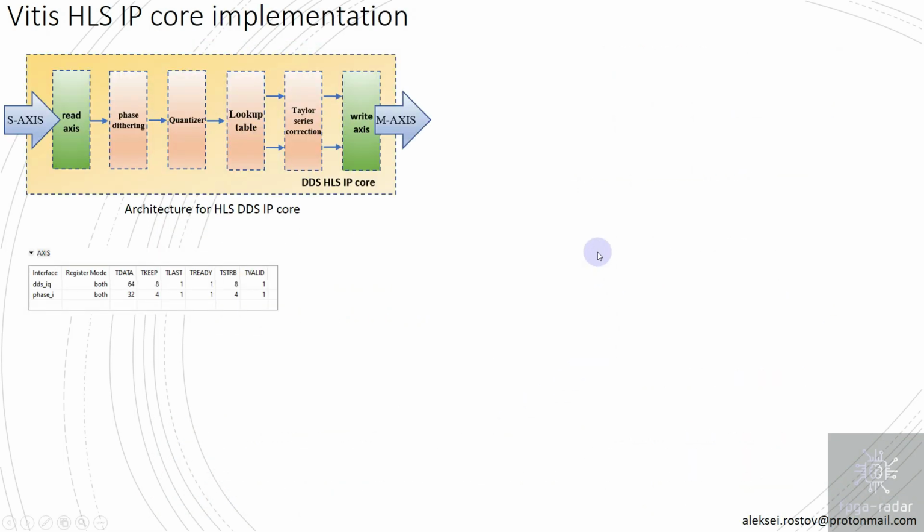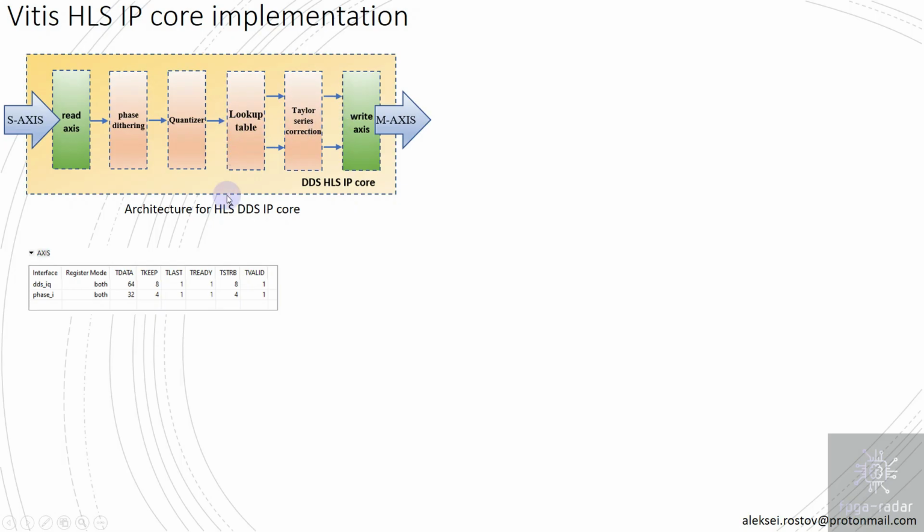Okay, let's turn to the Vitis high-level synthesis DDS IP core implementation. Here is the architecture of the IP core, where I have an AXI stream interface, as input and as output, and a set of different sub-functions. Namely, sub-functions for reading, for writing AXI stream, phase dithering with an implemented random number generator, quantizer, lookup table, since the DDS IP core is based on the lookup table method, and an algorithm for Taylor series correction.